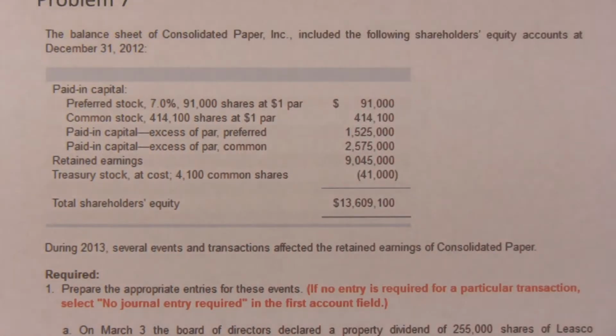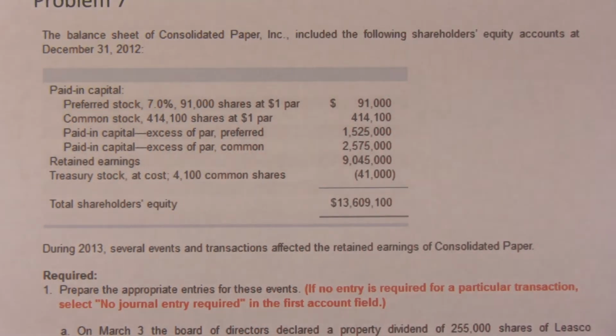Okay, this problem asks us to handle a lot of transactions having to do with our equity accounts. First, it gives us the capital structure of the company. You see what we have. We have preferred, we have common, we have retained earnings, and we have some treasury stock at cost.